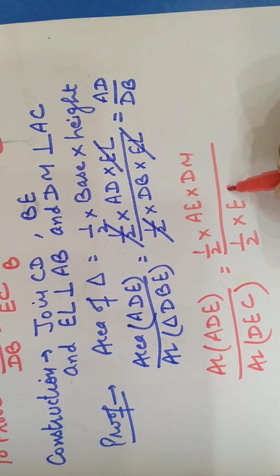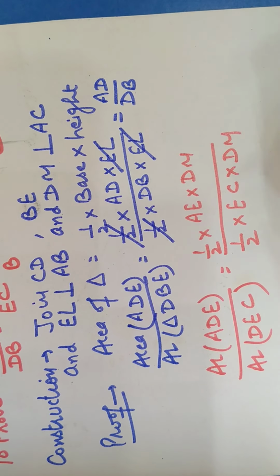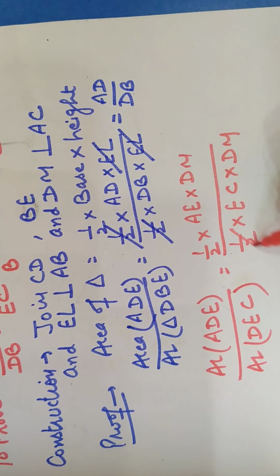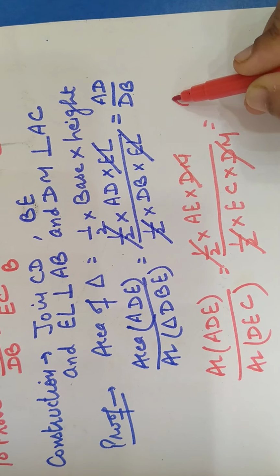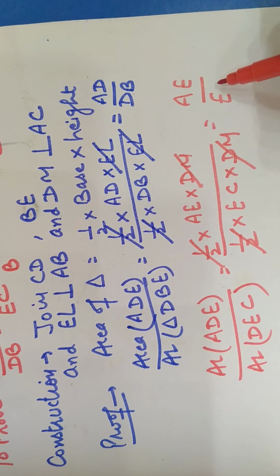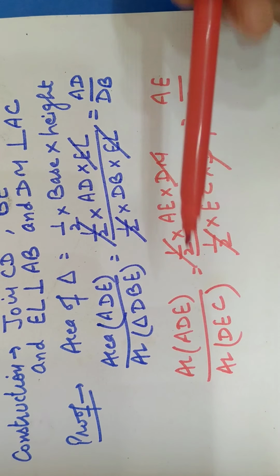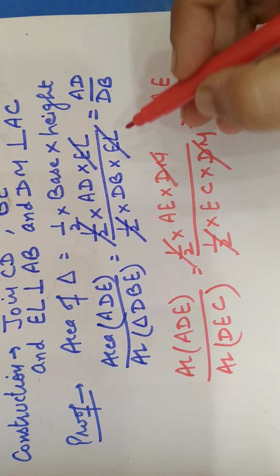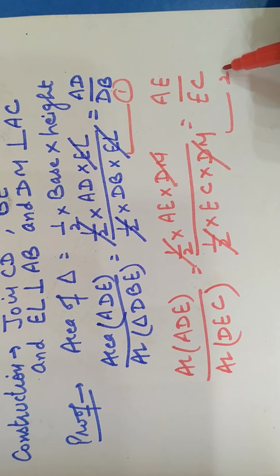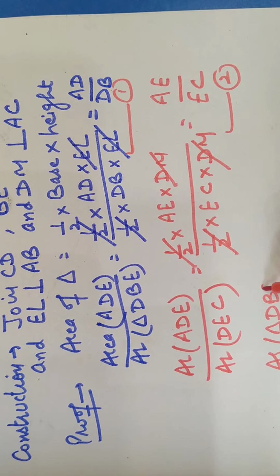Half base into height. Now the height is DM. Half base into height, perpendicular, half, and these two cancel. What is left? AE upon EC. Now see, ADE is the same. Numerators are the same in these two equations. Now let us check the denominator. There are two triangles. One is triangle DBE and the second is area of triangle DEC, and I have written both the areas are the same.